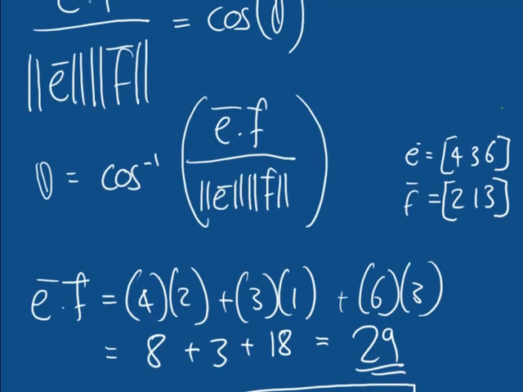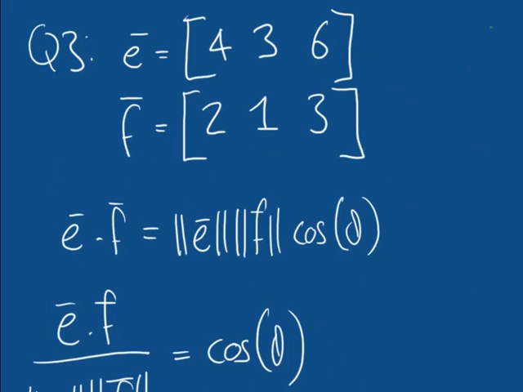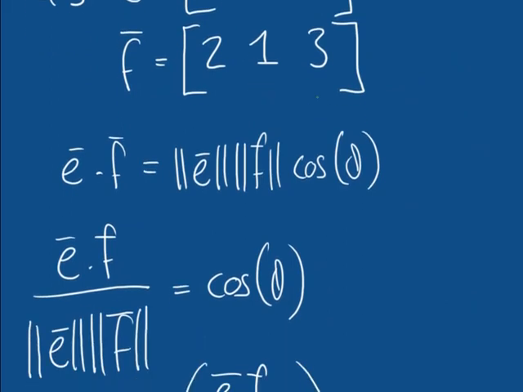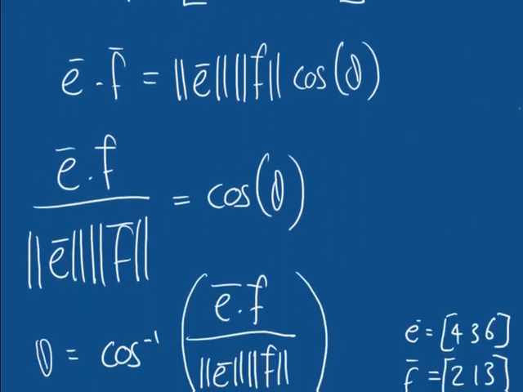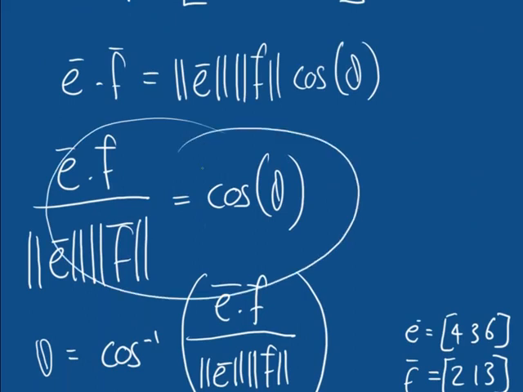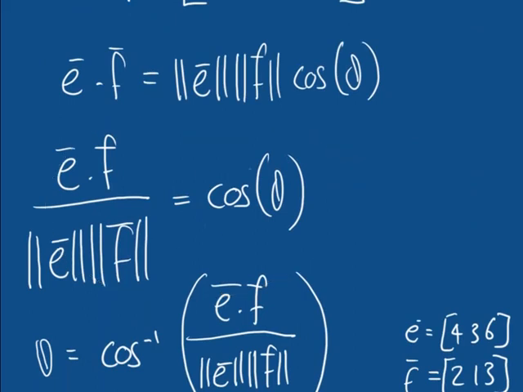So again, if you did get stuck at any point, the first thing to note is that we needed to be able to rearrange this equation. We did see that earlier in the video. It's quite a simple equation to rearrange. We just take the length of E and the length of F, we divide both sides by that, and that gives us this equation. And then of course to find theta we need to use the inverse cosine, which gives us this equation here.